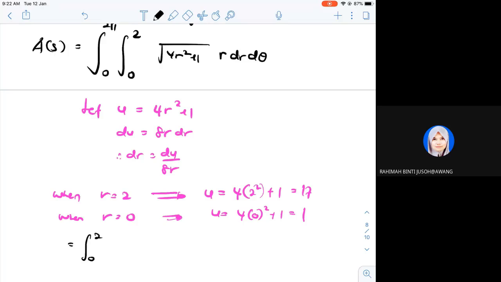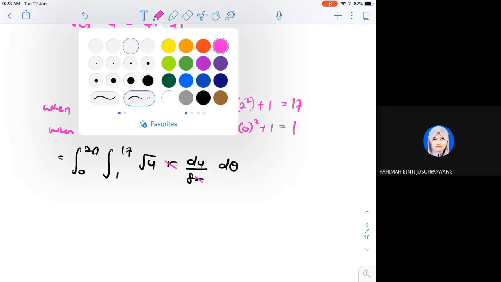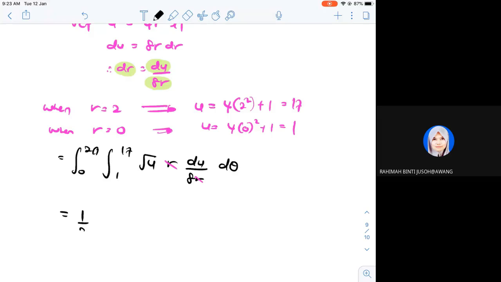Therefore the integration becomes 0 until 2 pi, which doesn't change, and then the limits 2 becomes 17, 0 becomes 1. The whole thing inside is the square root of u, of course. So square root of u, then r times dr, and dr is actually du over 8r, so du over 8r d theta. D theta we just copy back. Now we can cancel this r, and 1 over 8 can be taken out. So 1 over 8, 0 until 2 pi, 1 until 17. The u is actually u to the power of half.